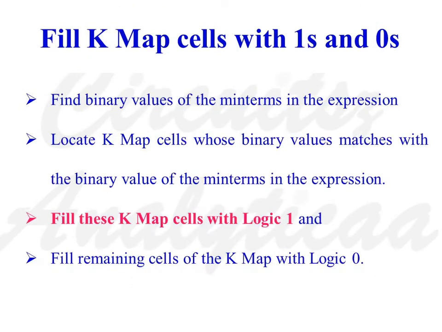How to fill the K-map cells with ones and zeros? Which cells of the K-map should be filled with logic 1 and which should be filled with logic 0? Find the binary values of the minterms in the expression. Locate K-map cells whose binary value matches the binary value of the minterms in the given expression. Fill these K-map cells with logic 1 and fill the remaining cells of the K-map with logic 0.